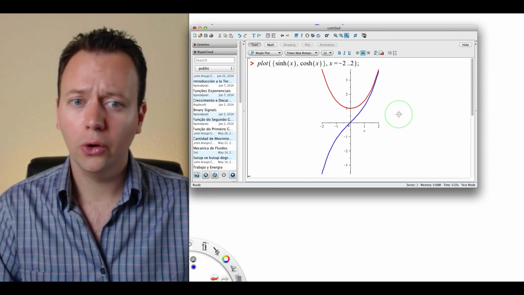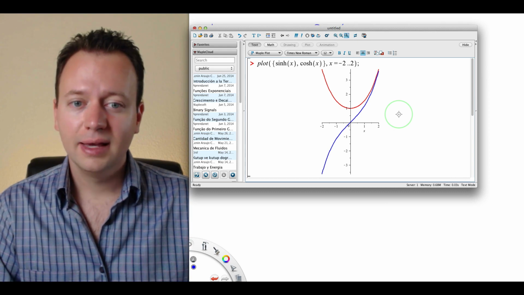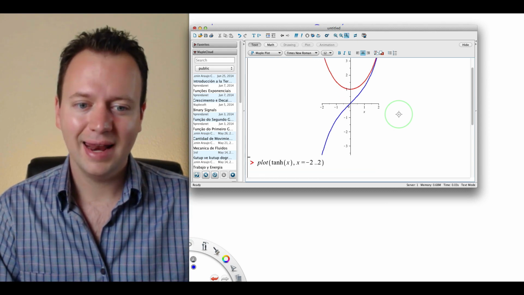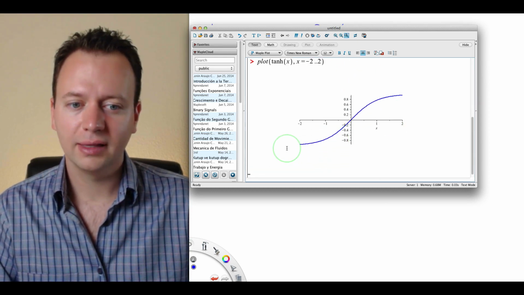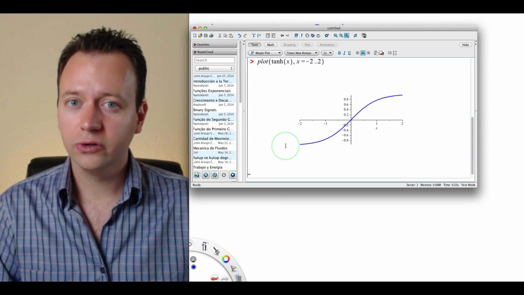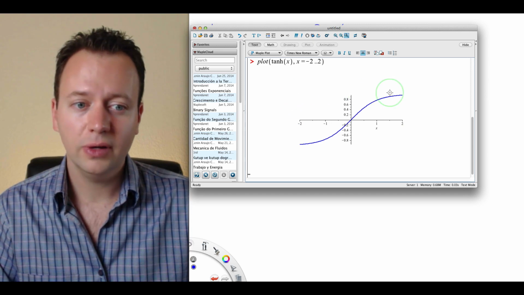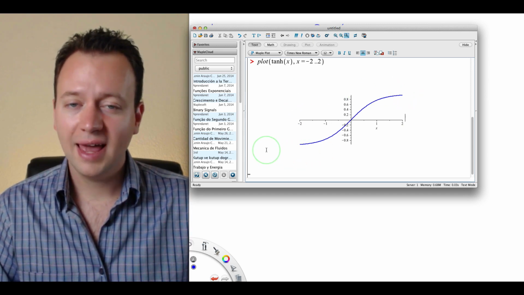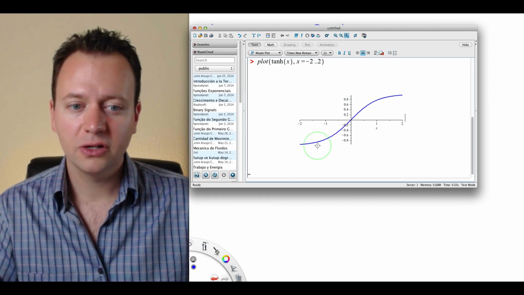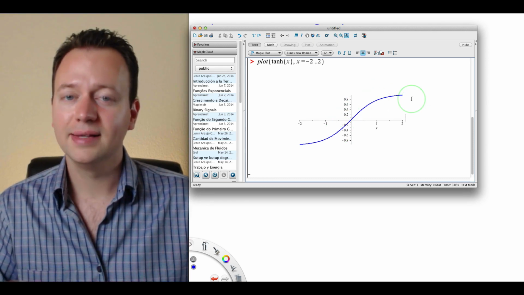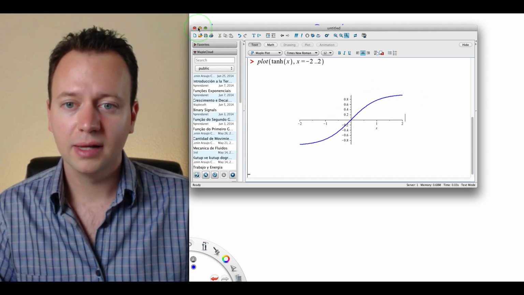The ratio of sinh divided by cosh is called tanh, or T-A-N-H, and the tanh function looks like this. It's a function with two horizontal asymptotes, one equal to minus 1 and the other equal to plus 1. So tanh basically transitions from minus 1 to plus 1 as x goes from minus infinity to plus infinity.